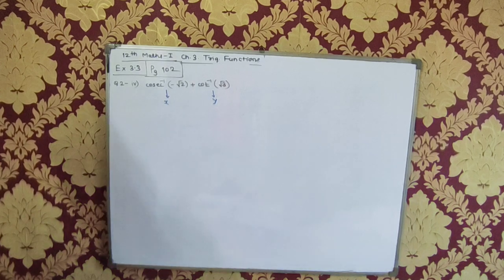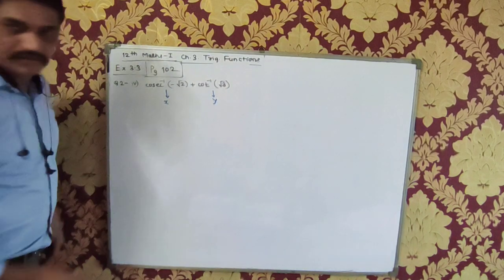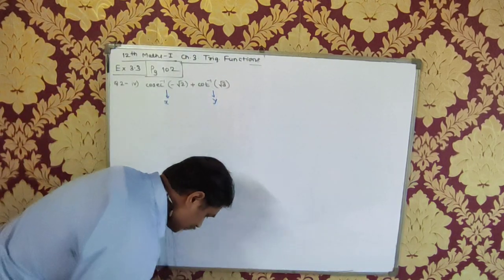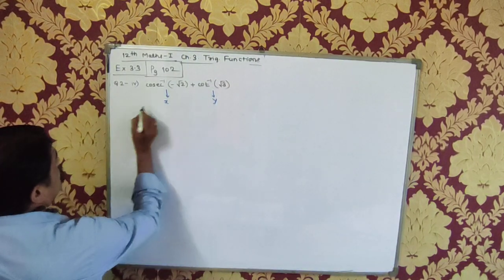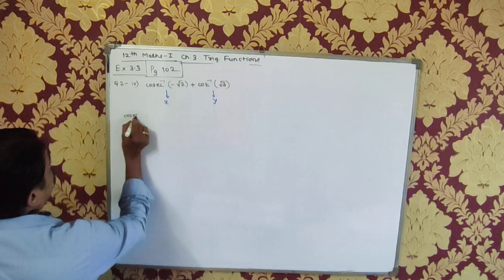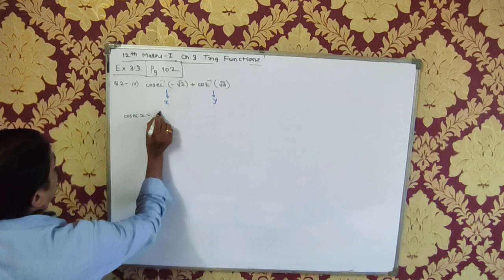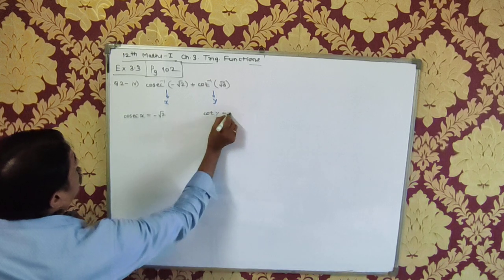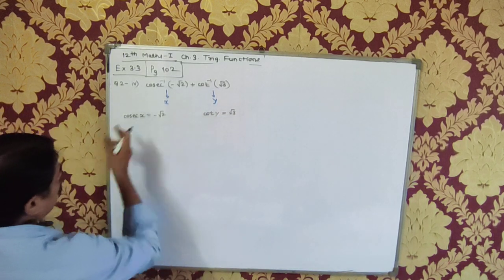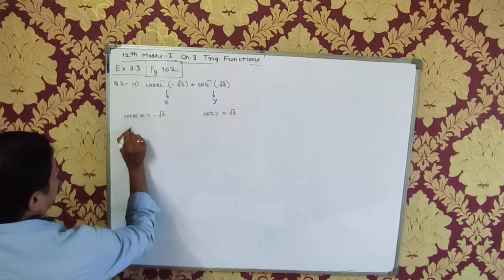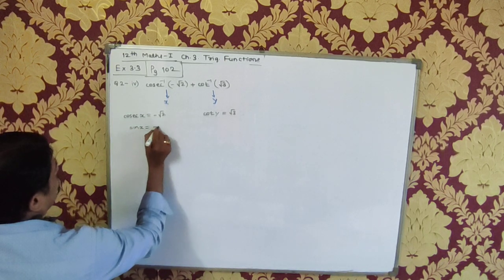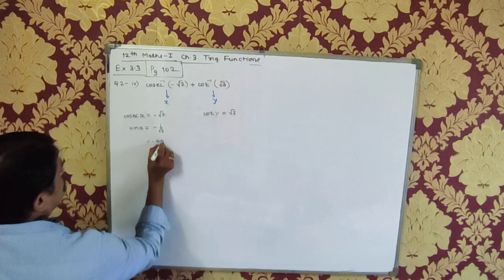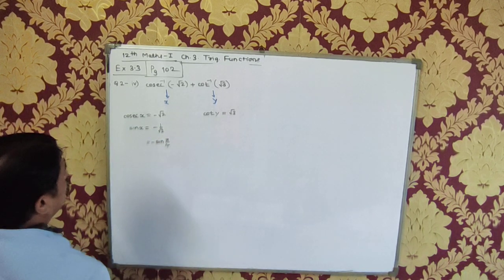Question number 4. Cosec inverse of minus root 2. Let me call this as x. So if this is x, so what is cosec x is equal to minus root 2. And what is cot y is equal to root 3. Cosec I am not comfortable, I will take the reciprocal. Sin x is equal to minus 1 upon root 2. That is equal to minus sine of pi by 4.